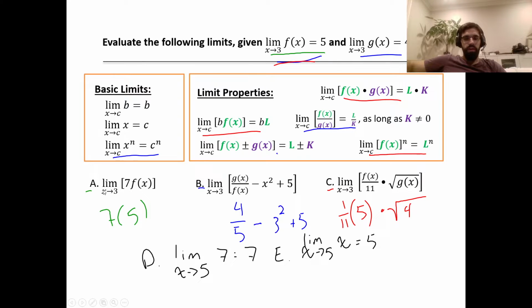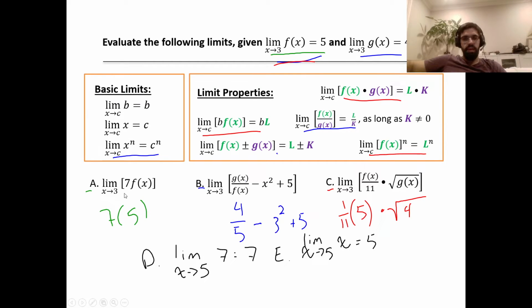So the limit as x approaches 3 of 7 f of x, or 7 times f of x, well, the limit as x approaches 3 of f of x is 5. So if we evaluate this, it's going to be 7 times 5. And that's a super straight up, simple example right there.